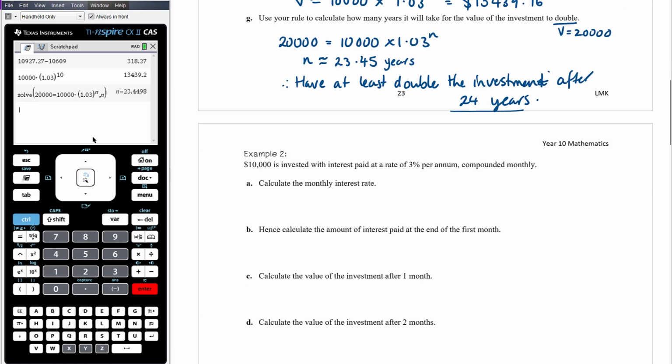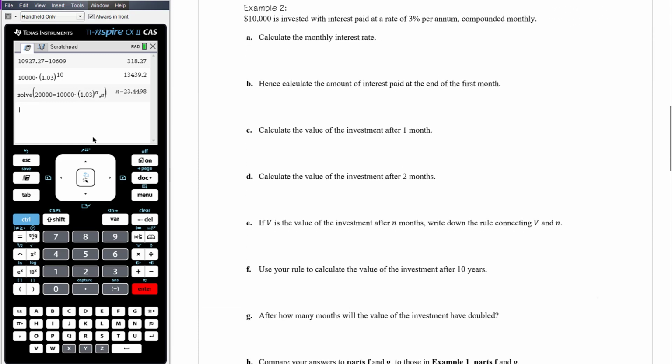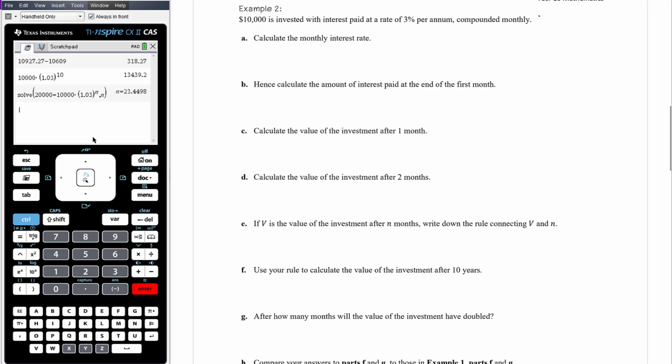Okay, question 2. $10,000 is invested with interest paid at 3% per annum compounded monthly. Everything about this question is exactly the same as the previous question, except now we're going to compound the interest monthly. You'll note that the interest rate is still given per annum, so that's a per year interest rate.